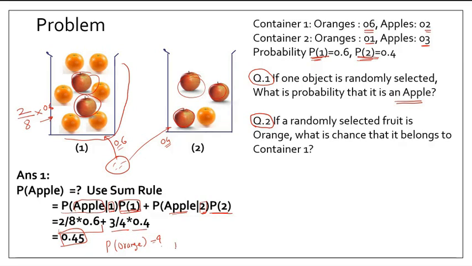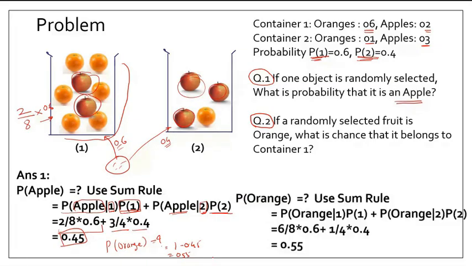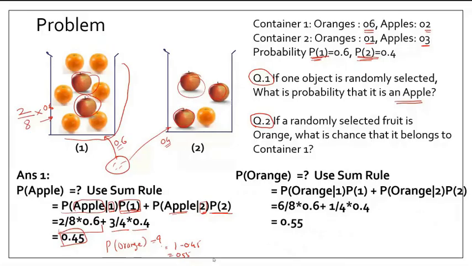Ideally the answer should be 1 minus 0.45, since the probability of orange and the probability of apple added together should be 1. So it should be 0.55. You check whether this is coming or not. Okay, so I have done that for you. You can check that this is 0.55. Okay, you can try at home.